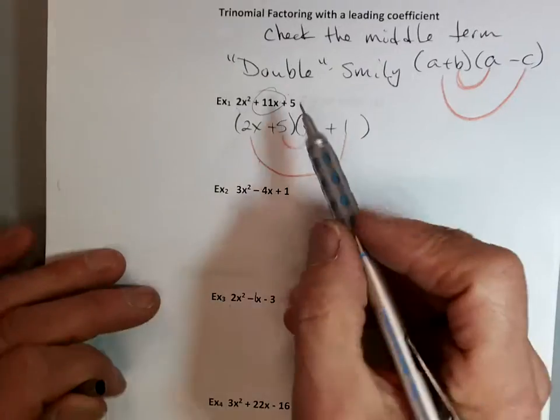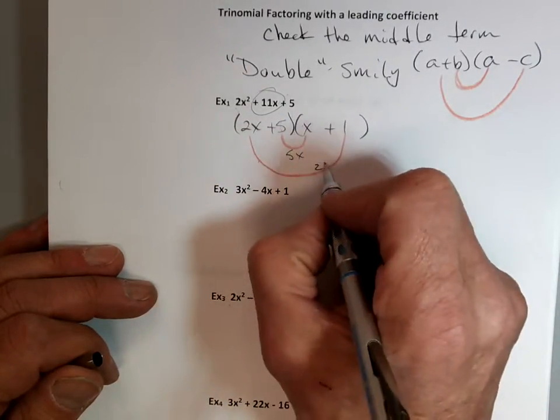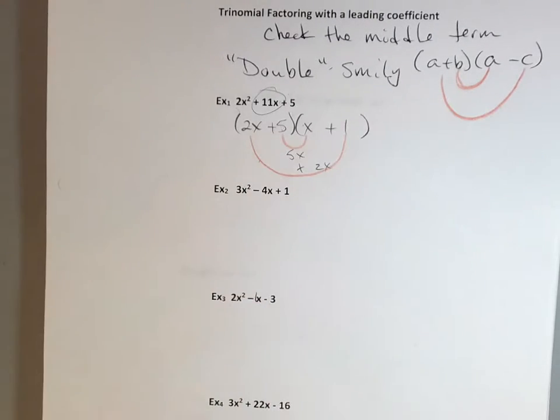So let's check it. 5 times x is a 5x. And 2 times 1 is a 2x. And if I add these two, do I make an 11? It doesn't make an 11, does it? So it doesn't work. I mean, if I were to multiply it all out, I would not get 11.